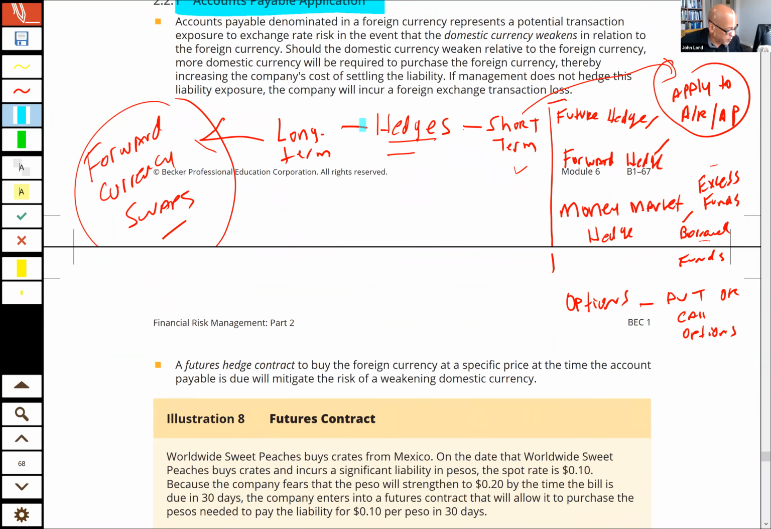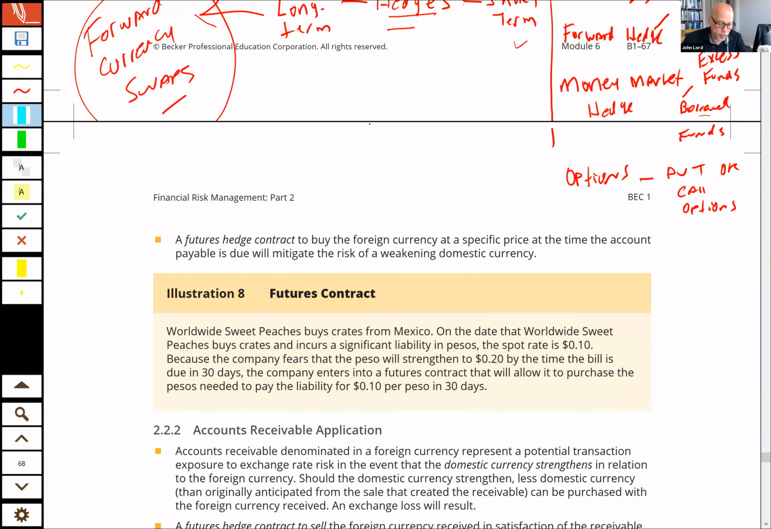So let's just look at the accounts payable, using a futures hedge here. We use a futures hedge to buy foreign currency at a specific price at the time the account payable is due, and it will mitigate the risk of a weakening domestic currency, probably the US dollar.